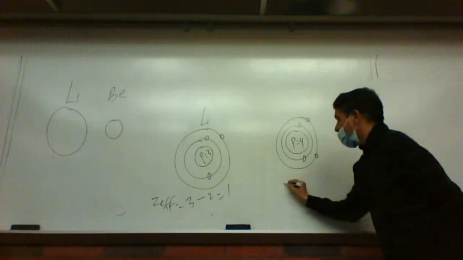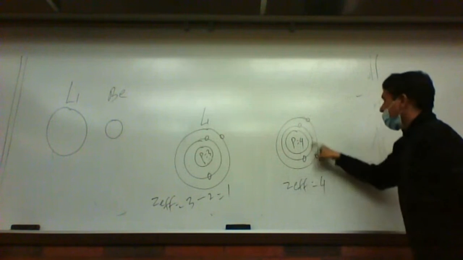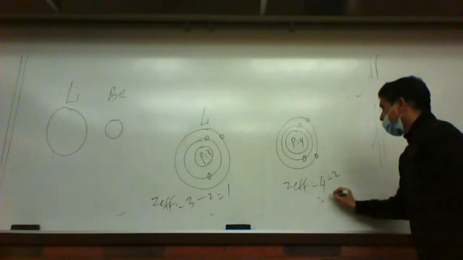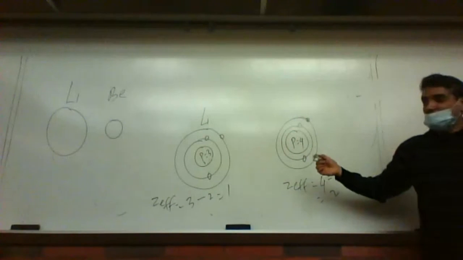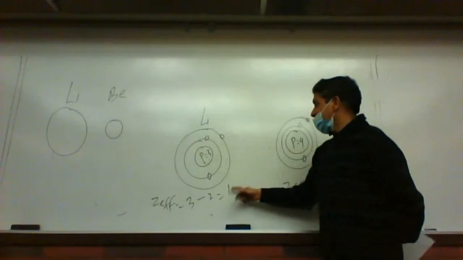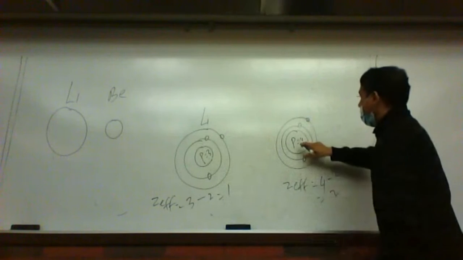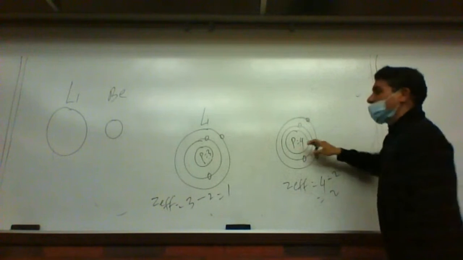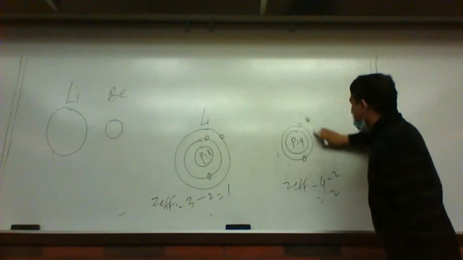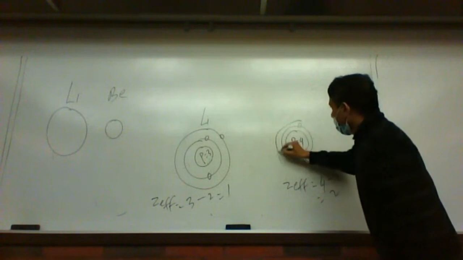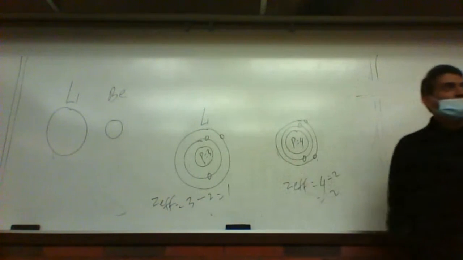Now, calculate the effective nuclear charge here, ZEFF. How much here? So proton 4, inner electron is 2. So that is 2. So force this electron experiences is 2, right? How much does this electron experience? Only 1. So these 2 electrons are being pulled in by this 4 proton more strongly. So the size of this shell becomes small. Make sense? So this is big, this is small.